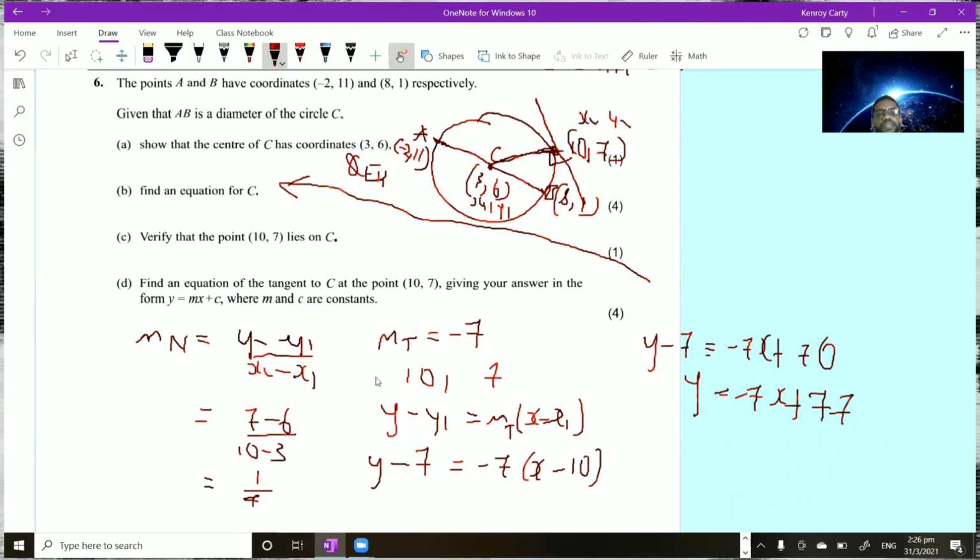Now notice that this covers 3 topics. Module 2, it covers geometry, trigonometry, and vectors.